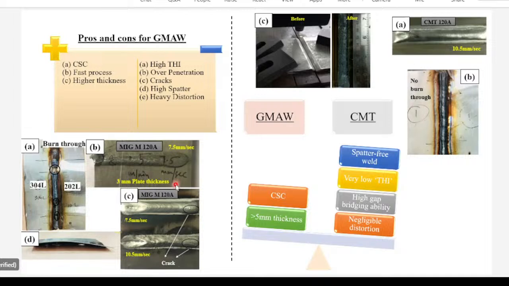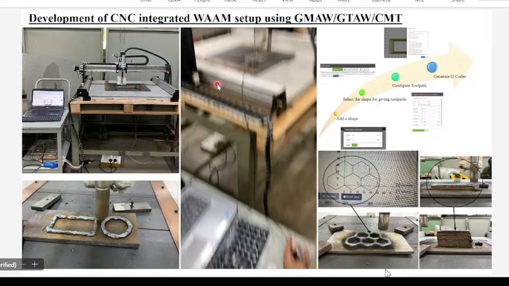And you can see here in image D, heavy distortion. This much distortion we don't need in WAM. Otherwise, the layers will also be distorted, and the component will be ruined. So this we don't need. That's why we prefer a colder or lower heat input concept in WAM, in additive manufacturing. So CMT offers spatter-free weld, very low thermal heat input, high gap bridging ability, and negligible distortion. So this is the CMT.